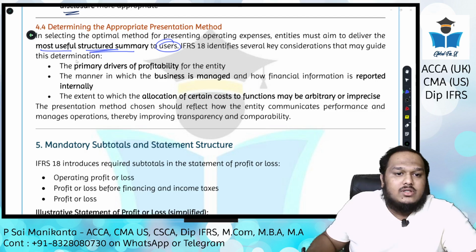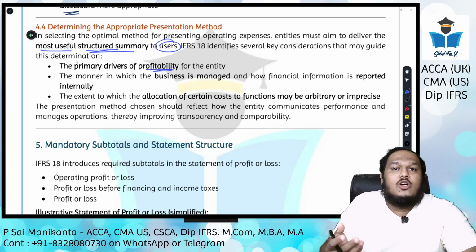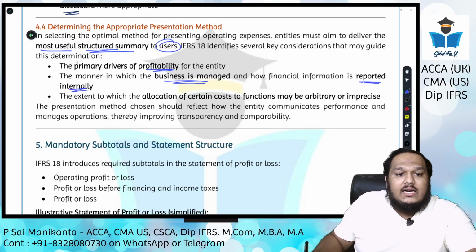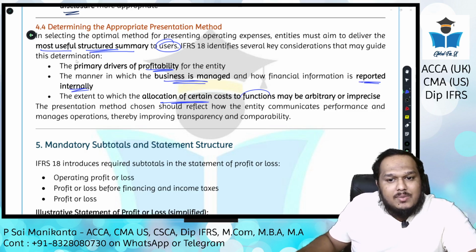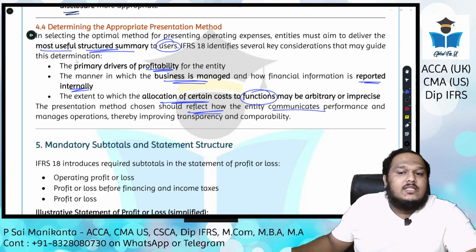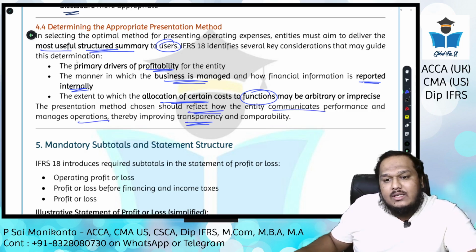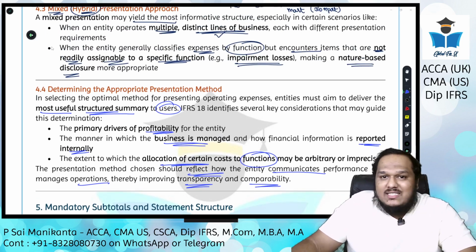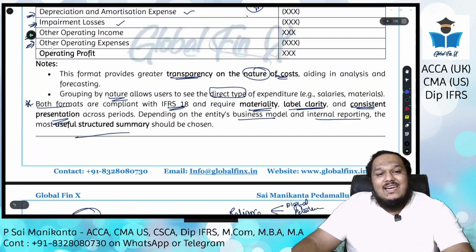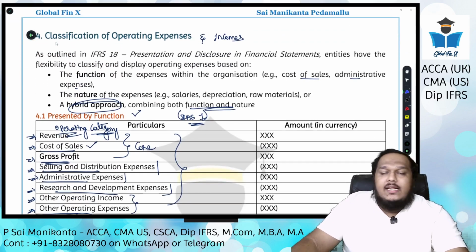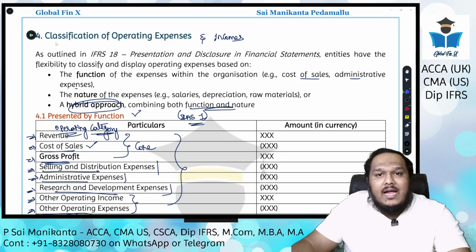So how do you decide, sir? The primary drivers of profitability. What drives your profit? Whether it is nature or whether it is function in your business, which is more important? And how is your business managed? How is it reported internally? How are certain costs allocated, whether by function or by nature? So it should reflect how the entity communicates performance and manages the operations. It should improve the transparency and comparability. So in short, IFRS 18 is saying choose whichever suits you the best. So that is about the presentation of operating incomes and expenses by nature, by function, or hybrid. I would prefer hybrid if possible.